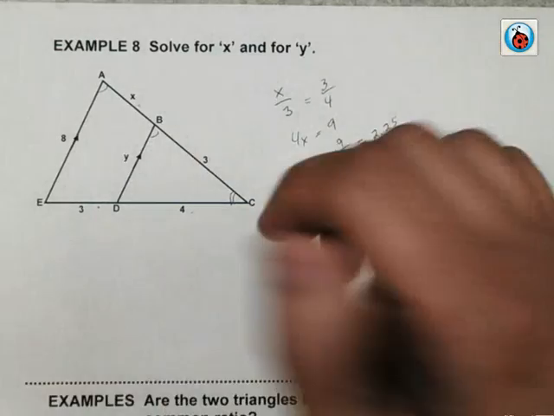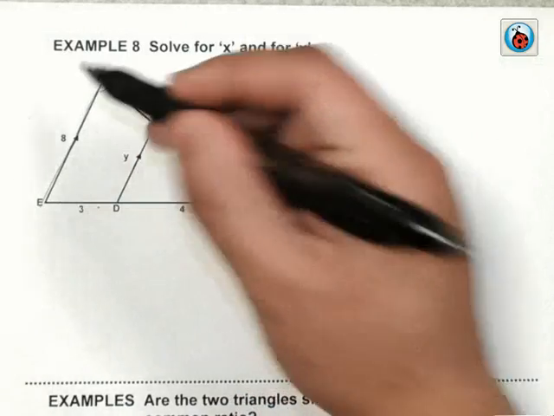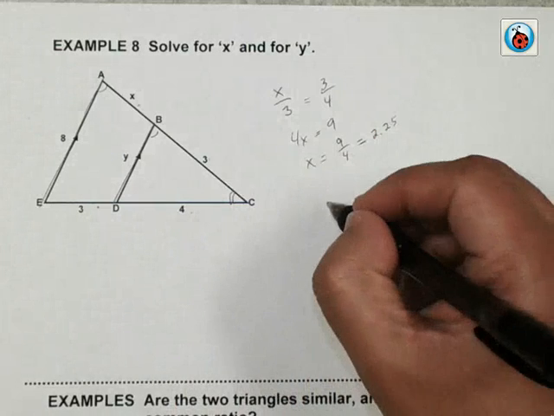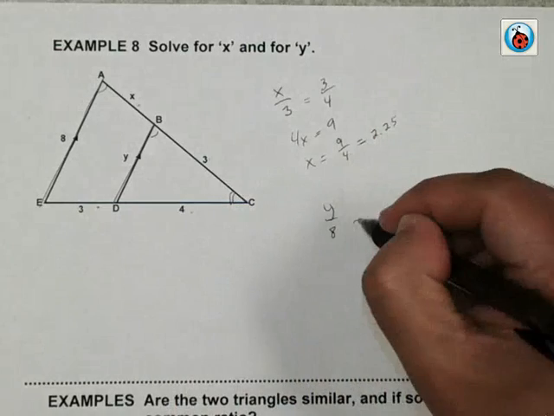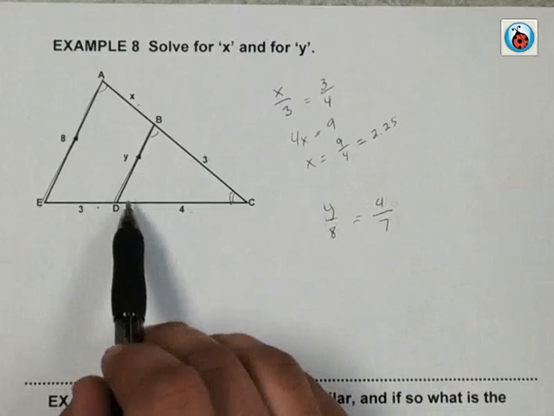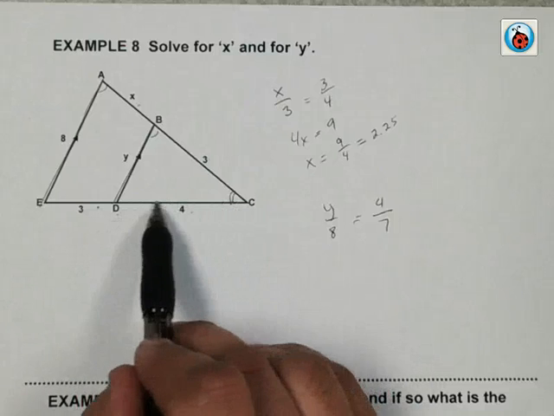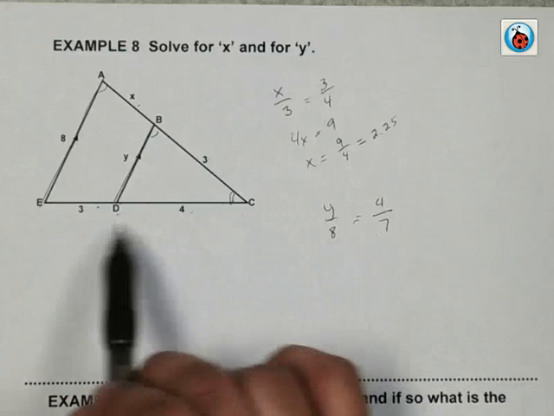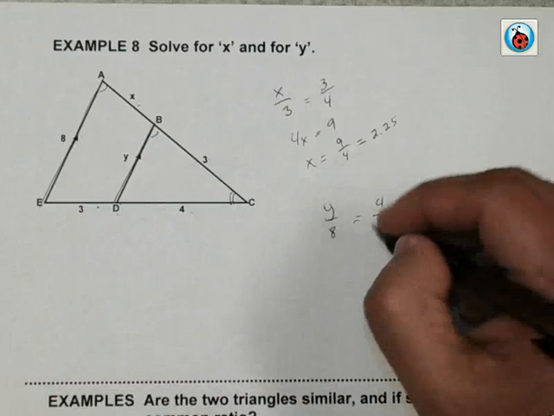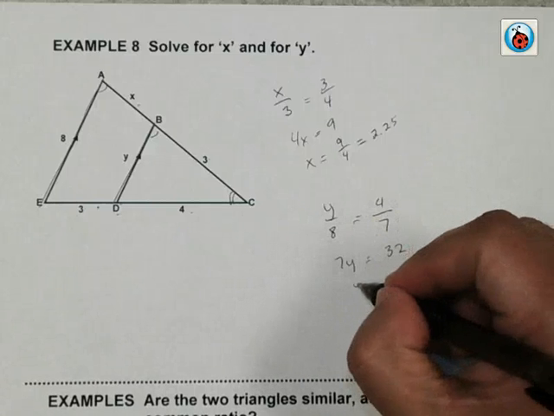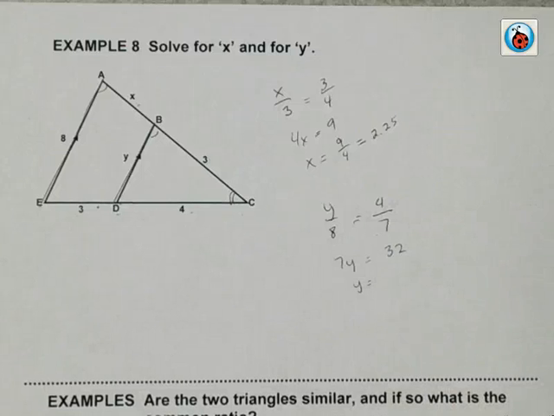All right, now we're going to do the same setup with the y here, except I'm looking at this whole length right here and this whole length here. When I set up my ratio, if I'm doing y over 8, then I would need to do 4 over 7, because I'm looking at this side right here, CD, going to CE. So that's where the 7 is coming from. I'm adding the 4 and the 3. So that gives me 7y is equal to 32. If I divide by 7, y is going to be 32 over 7.